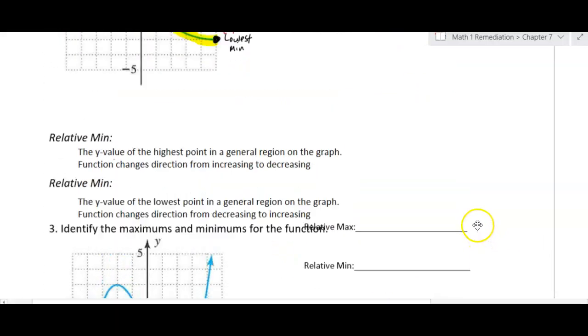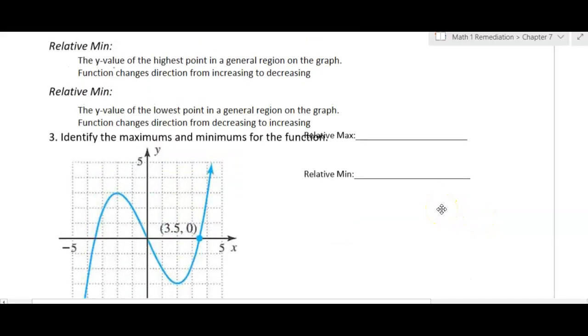Now, the next thing we're going to talk about is a relative min and max. A relative max is the y value of the highest point in a general region on the graph. And the best way to describe these is, these points will exist when the function changes from increasing to decreasing, right? So if the function is increasing and all of a sudden you see it starts decreasing, this would be a relative max. Now, if it's the highest point on the graph, that point could also be the absolute max, right?